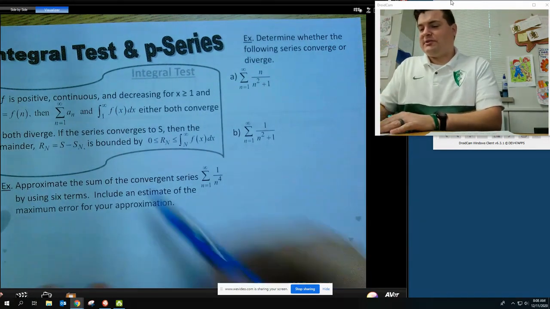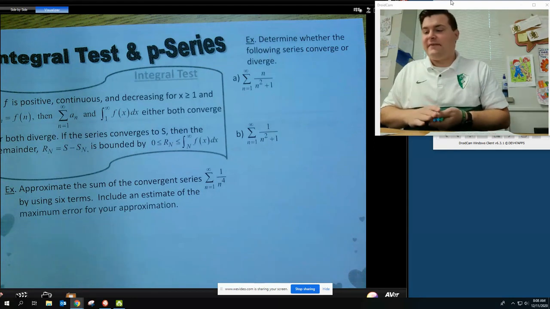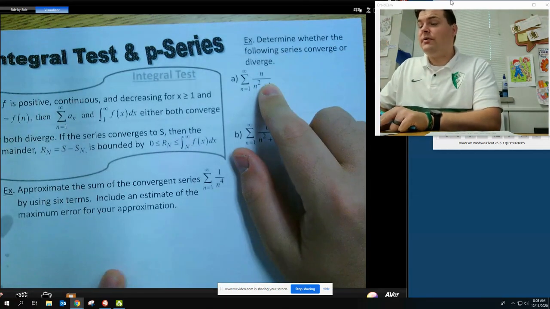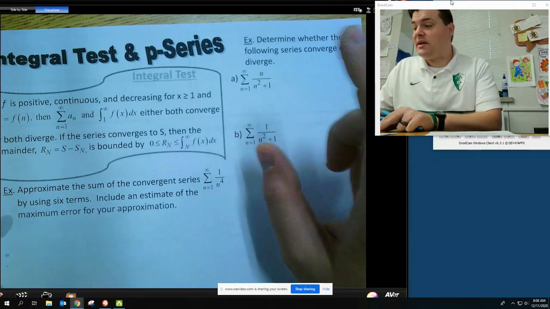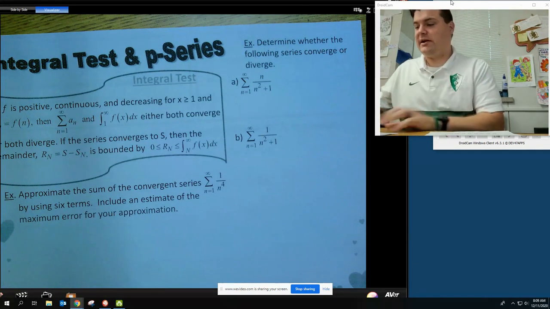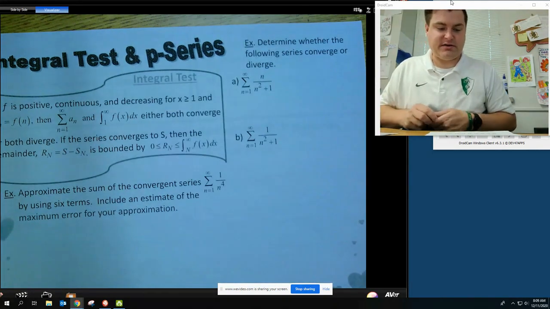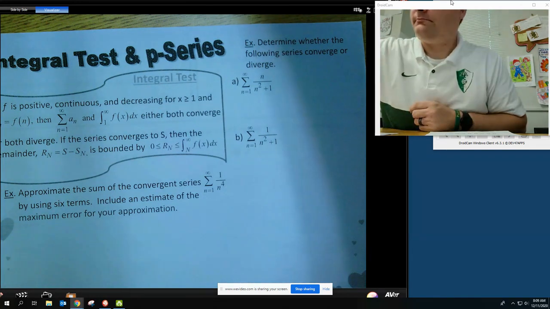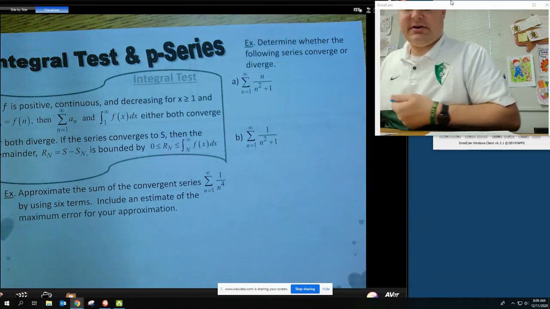So again, what this is saying is if we can prove that f is positive, continuous, and decreasing, then this series will either converge or diverge based on whether the integral from 1 to infinity converges or diverges. And this is good for when x is greater than or equal to 1. All right, so let's go ahead and do this first one right here.